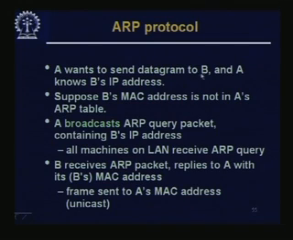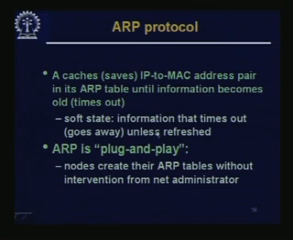A wants to send a datagram to B and A knows B's IP address. Suppose B's MAC address is not in A's ARP table. A broadcasts an ARP query packet containing B's IP address. All machines on the LAN receive the ARP query. B receives the ARP packet and replies to A with B's MAC address. The frame is sent to A's MAC address, which is unicast, because A's MAC address is now known, since A sent the query with its source address.